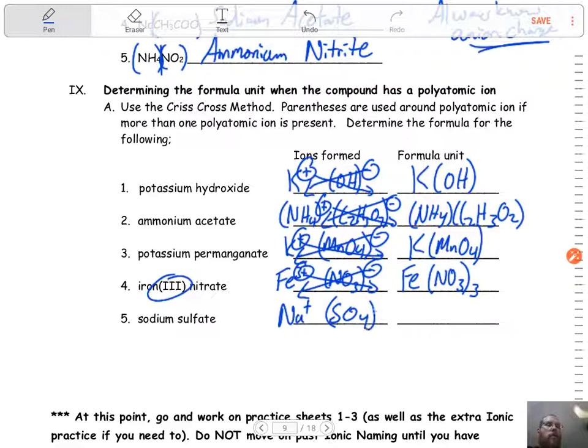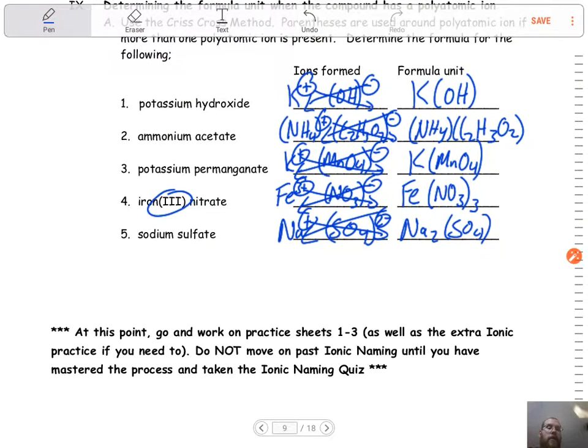And the last one, sodium sulfate, Na+. Sulfate is SO4 2-. Crisscross these guys up. Na2, SO4.